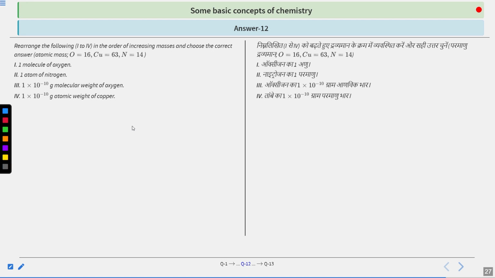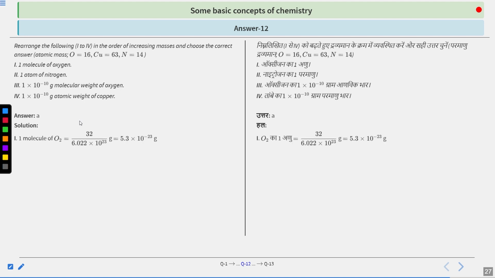So, according to this, we have to find the order of increasing masses and choose the correct answer. So what is the order? For this, we have to calculate the mass of each of these. For 1 molecule of oxygen and 1 atom of nitrogen, we calculate the mass. For 3 and 4, the gram molecular and atomic weights are given, not the actual mass. So let us see how I will calculate it. The correct option is A.